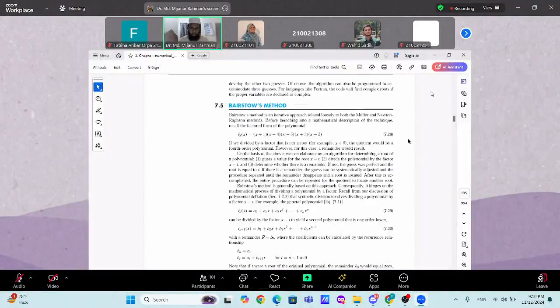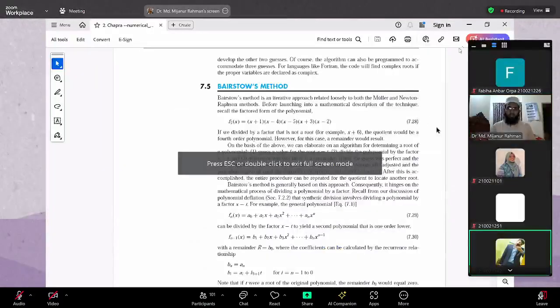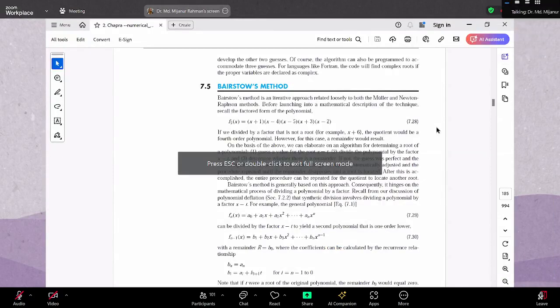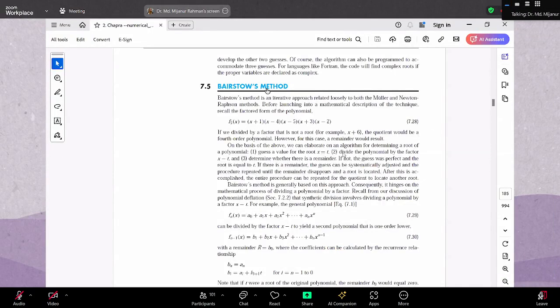We studied the Barrister method. Actually, our target was to find the root of the equation by using our techniques. So it's also a technique to find the roots of the equation.